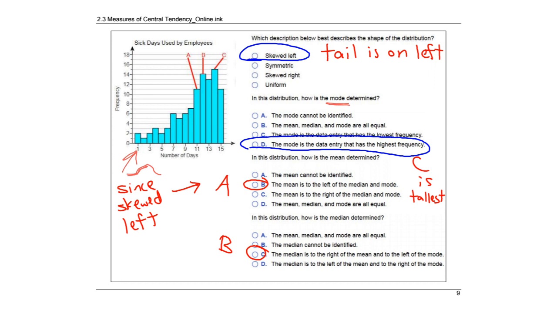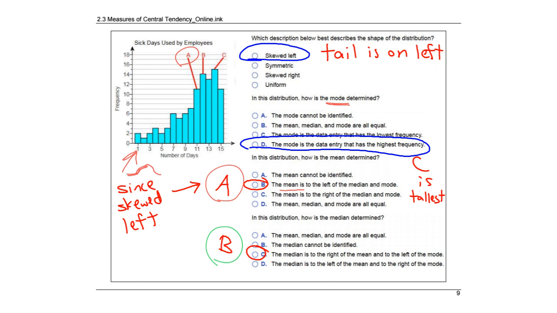Okay, the mean is going to be wherever the tail is. If it's symmetric, the mean's in the middle. But if it's skewed left or skewed right, then the mean is going to be where the tail is. So in this case, the mean is going to be to the left of the median and the mode. And so that's actually going to be A up here. Okay, and then the median is the only one left, B. It's going to be in the middle. So the median is between the mean and the mode for this graph. And so the median is to the right of the mean and to the left of the mode.